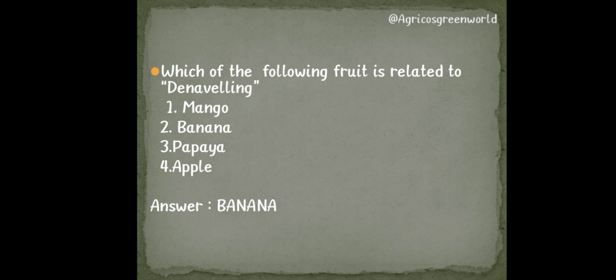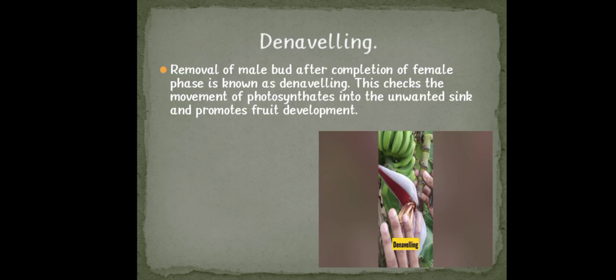So what is denavelling? It's the removal of the male bud after the completion of the female phase. What is the purpose of this denavelling? This checks the movement of photosynthates into the unwanted sink and promotes fruit development. So it is a very important method, denavelling, which is used for the promotion of the fruit.